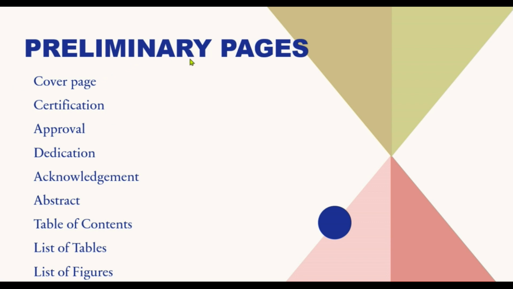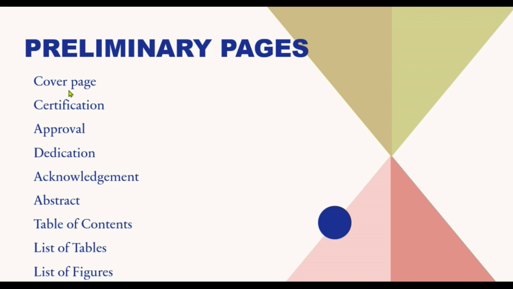Now, the preliminary pages range from the cover page, certification page, approval page, dedication page, acknowledgements, abstract, table of contents, list of tables, and list of figures. And in reporting, there is also page numbering. In numbering your preliminary pages, you use Roman numerals, starting from I to the last page in your preliminaries.